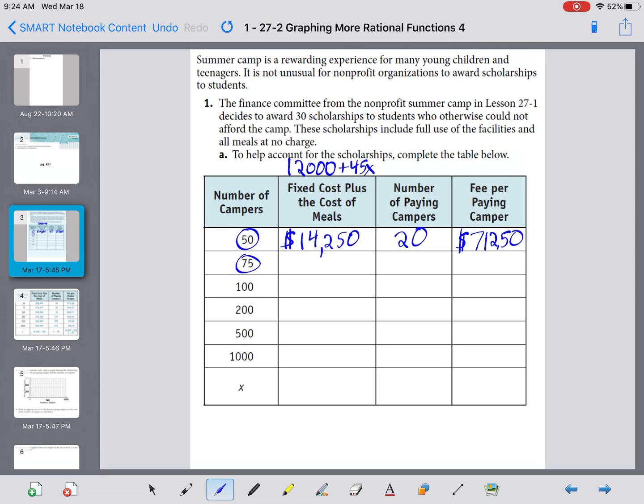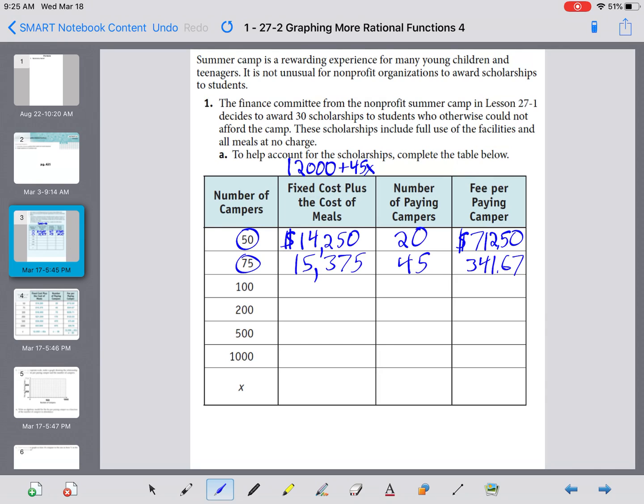All right. Let's do one more row. Let's do 75 students. I plug 75 in for x. I get 15,375. There's not 75 paying campers though. There's only 45 paying campers. If I divide those two numbers, I get 341.67.